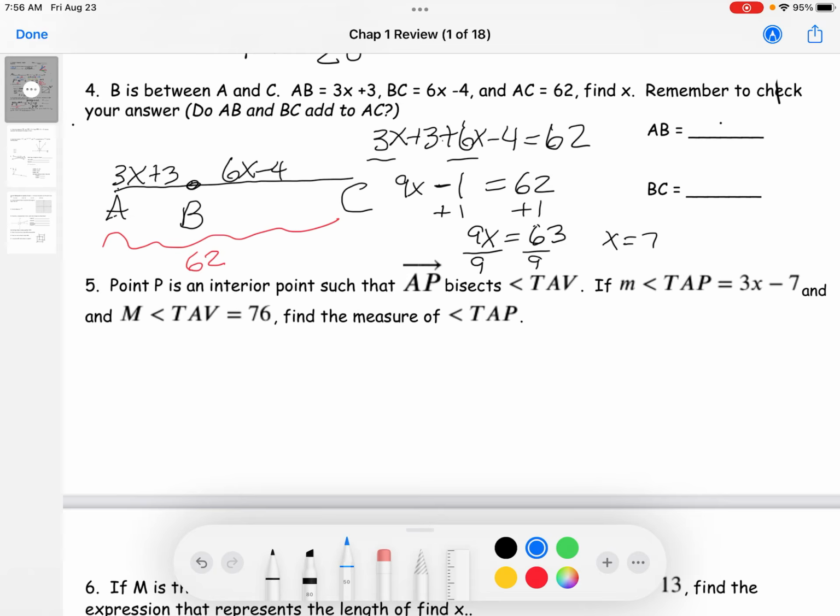and BC is. AB, okay, that's a little on the light side. I'm going to choose a different color here. AB is equal to 3x plus 3. So I'm going to plug in 3 times 7 plus 3. And that equals 24. Okay, and then that's what's going to go here.